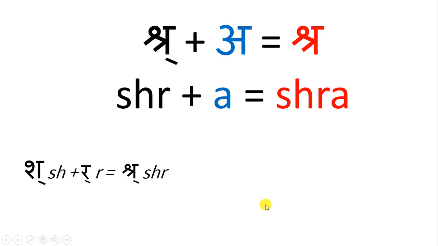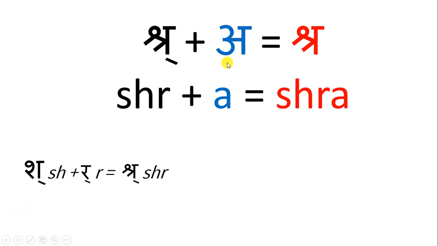Let us start with the first sound, shr. You get this sound shr when you add shr to a. Shr plus a equals shr. And this shr is a double consonant. When you add sh to r, you get shr.